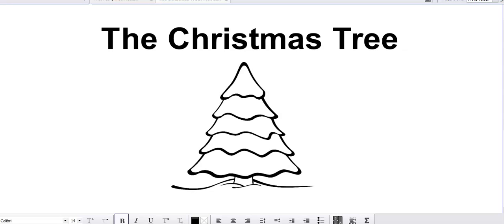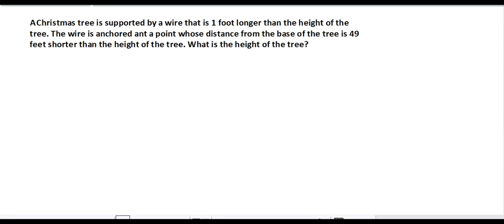The Christmas Tree Part 1. This one is a long one, so in our first part we will just go over setting up this problem. A Christmas tree is supported by a wire that is 1 foot longer than the height of the tree. The wire is anchored at a point whose distance from the base of the tree is 49 feet shorter than the height of the tree. What is the height of the tree?